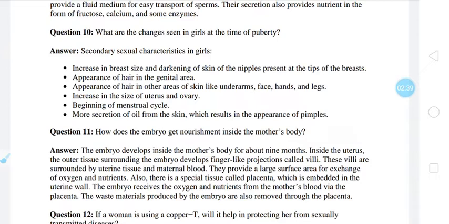More secretion of oil from the skin, which results in the appearance of pimples on the face. Even the waist size increases, that can be a characteristic. Then the buttocks become rounded, that can be a characteristic. Okay, so these are some characteristics which are observed during puberty in girls. Question number 11.